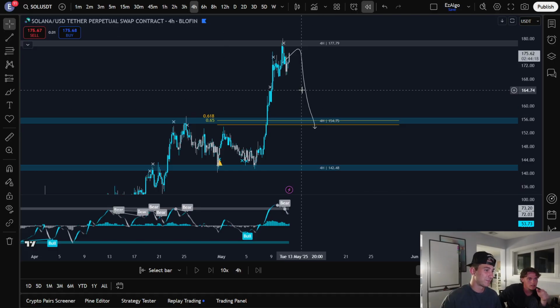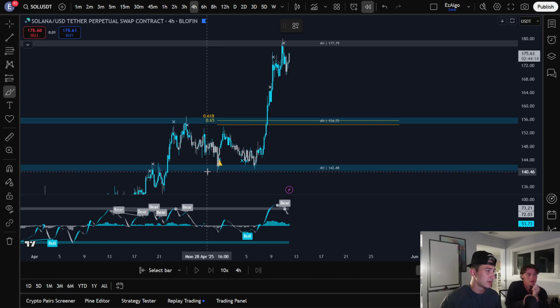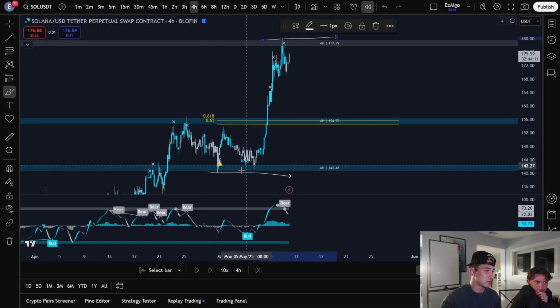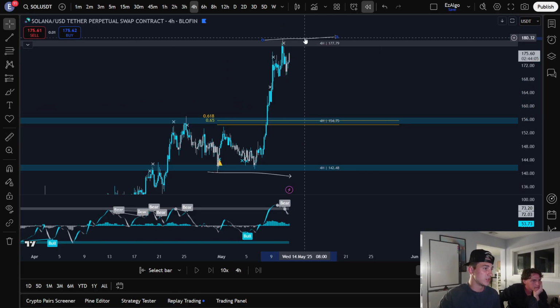Does that make sense? How much retrace? 61 to 65% retrace of this range of where I drew it from, from there to there. So it's not 65% of the total price. It's just of the range.